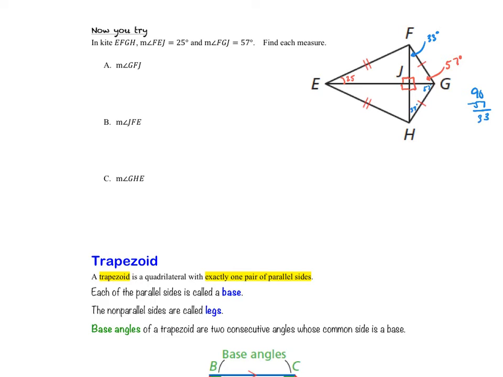Okay, and so I can probably answer some questions, but I'll just keep going first. So for 25, if I subtract 90 minus 25, what is that, 65? 65 and 25, 80, 90. So 65 degrees here, and it's going to be the same thing here, 65 and 25. So now I can answer whatever they need me to answer here. So GFJ, that's 33 degrees. JFE is 65 degrees. And GHE is 65 plus, I can't read what I wrote, 33 maybe?